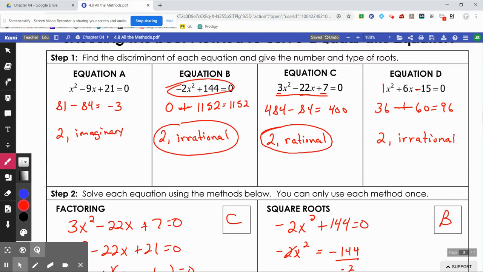Okay, now the other two, we have now A and D. And we have left the quadratic formula and completing the square. Now, completing the square is not going to be fun here because I have an odd number. So for this equation here, D, I'm going to use completing the square.